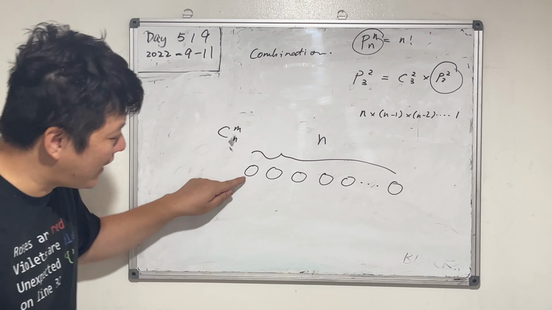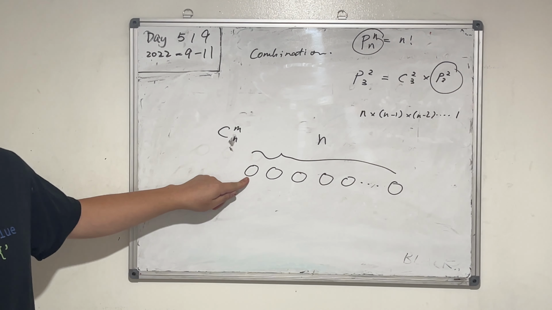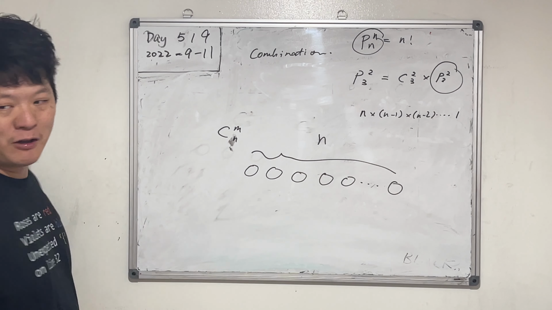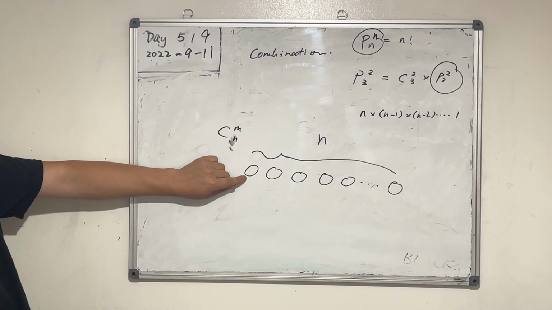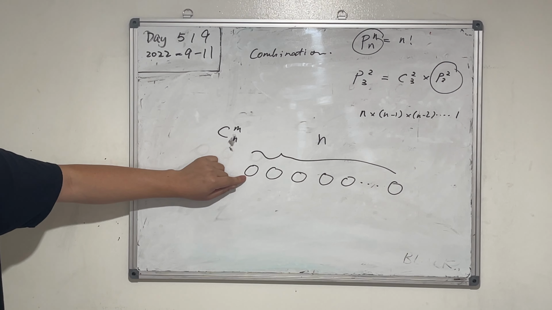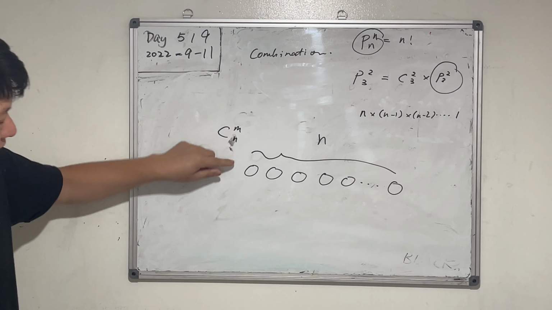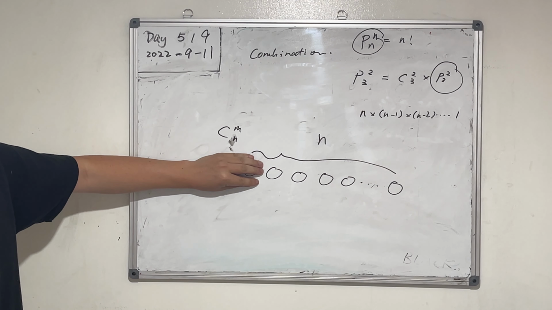Let's take a look at this one. How many choices do we have for the first apple? 2. What are those? Pick it and not pick it. Well done. If we pick it, how many apples left? n minus 1. If we pick it, we have n minus 1 apples.